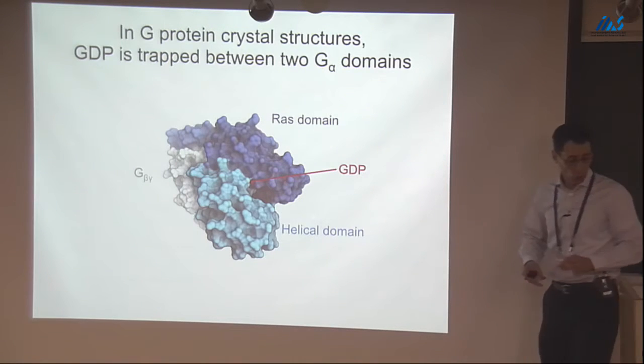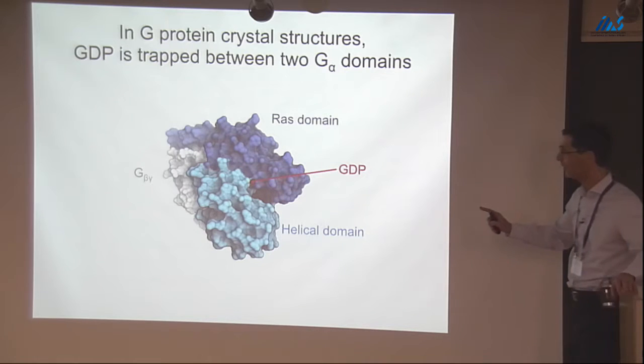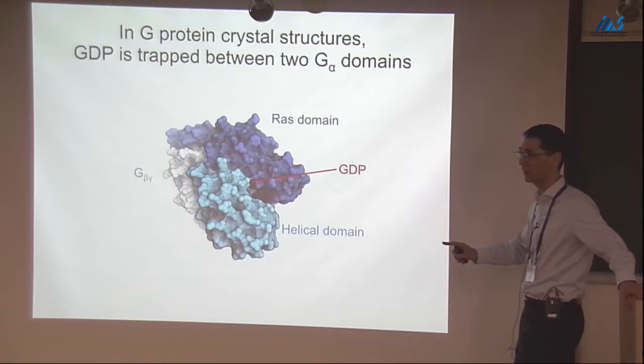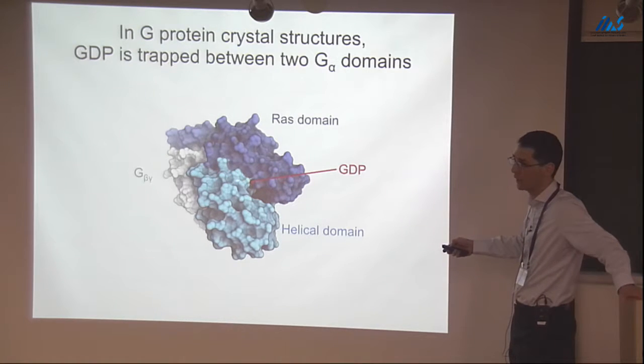All the structures of G proteins, except for that complex structure that was on the cover of Nature, all the other structures look like this. They all have a nucleotide bound, GDP or another nucleotide. That nucleotide is bound right here, and it's sandwiched tightly between these two domains of the alpha subunit, the Ras domain and the helical domain.